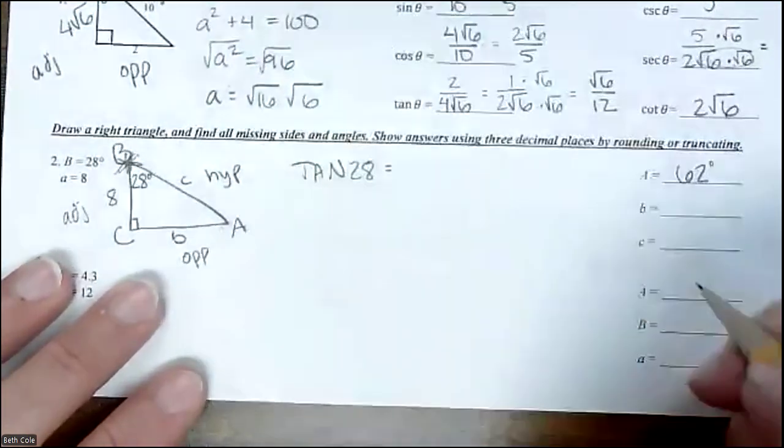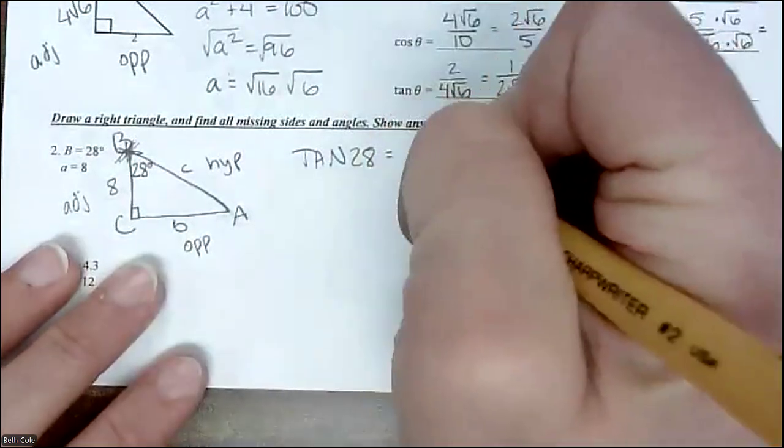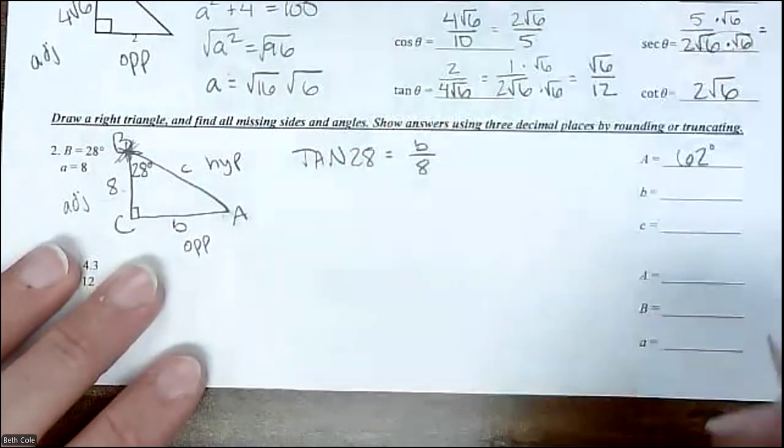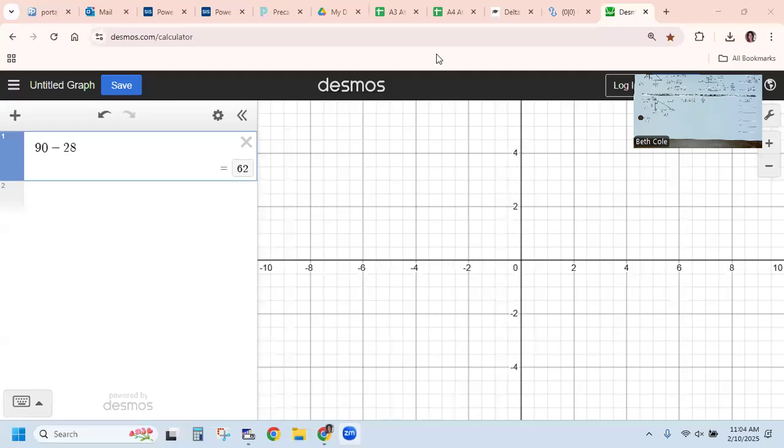28, good. Equals, now tangent, that's TOA. That's opposite over adjacent. So b over 8. How am I going to type that in? Good. There you go, 4.253.